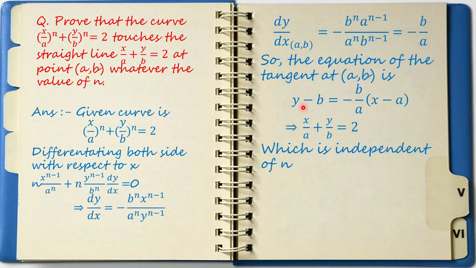Now simplify this equation, and we will find x/a + y/b = 2. Look, this equation is independent of n. So whatever value we choose for n, that does not matter, we will always find this is the equation of the tangent at the point of contact (a, b). So here we proved that whatever value we choose for n, the tangent at the point (a, b) is always given by this straight line x/a + y/b = 2.